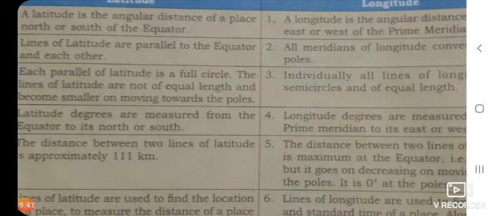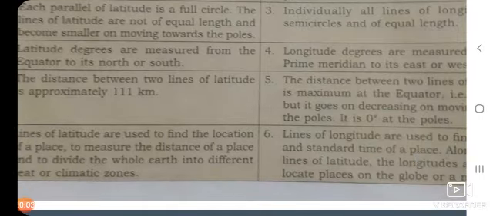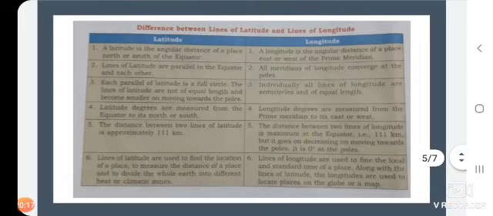Latitude degrees are measured from the equator, and longitudes are measured from the prime meridian. The distance between two lines of latitude is approximately 111 kilometers, and 1 degree of longitude is equal to 4 minutes of time. Children, the lines of latitude are used to find the location of a place, and longitude helps us to find the local time or the standard time, and so on.